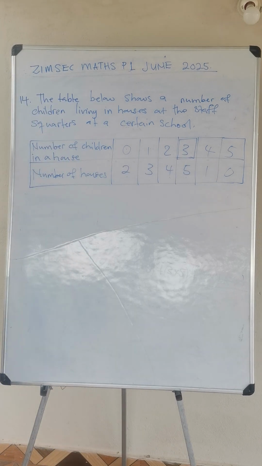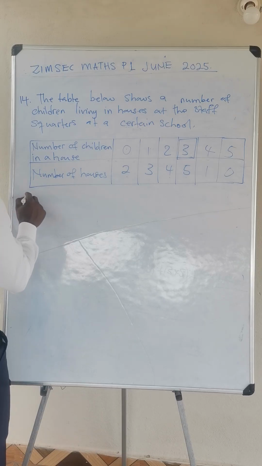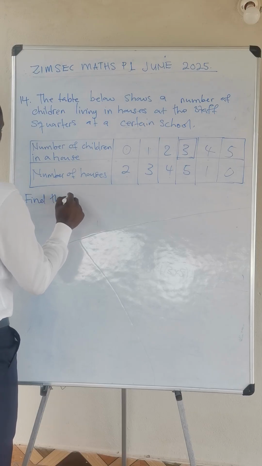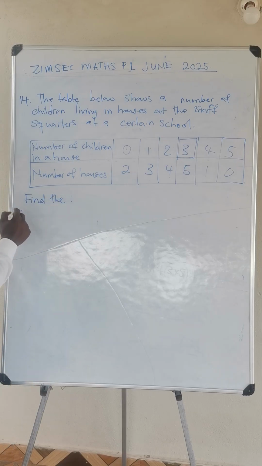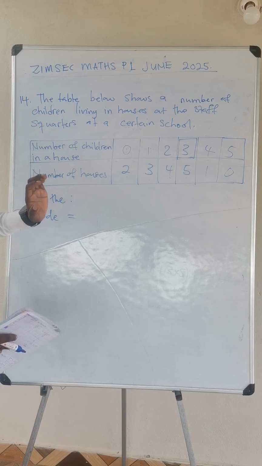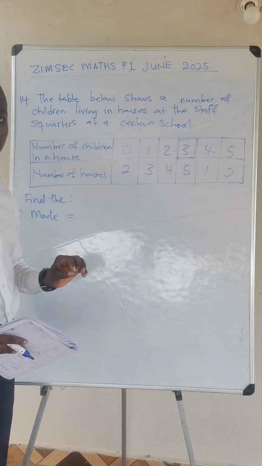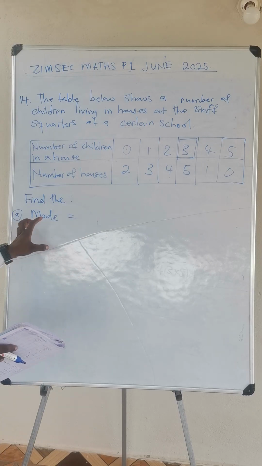Then the A part says find the mode. So mode, it clearly shows that it's statistics. The mode is the number that repeats most frequently. That is the highest frequency.